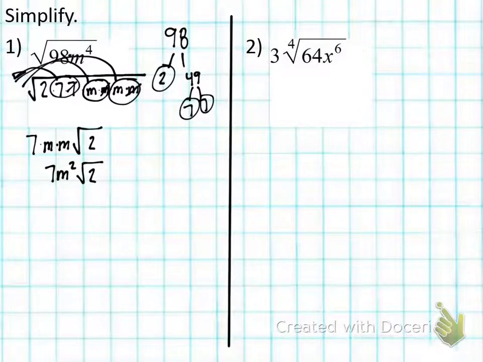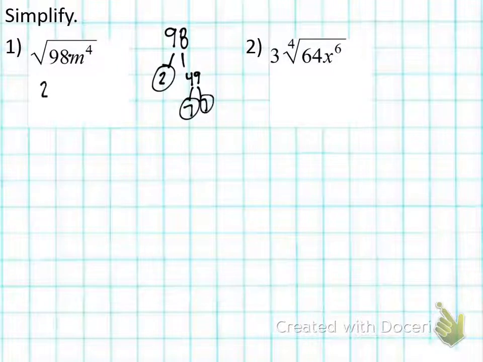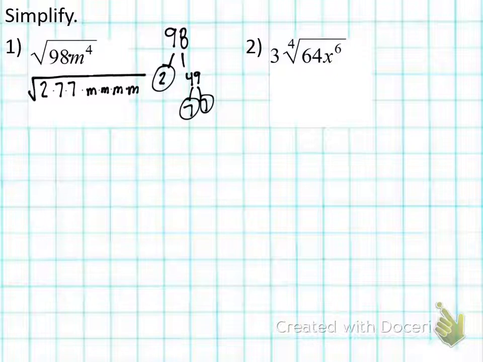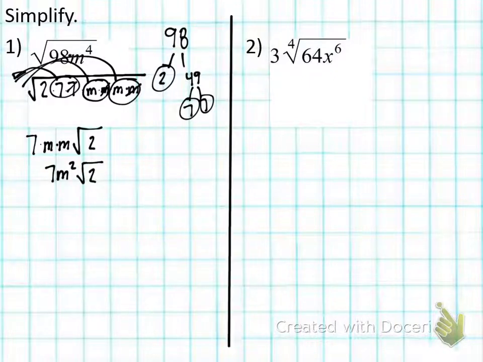So what did I just do here? The first thing I did was the following. Watch again. First thing I did is I factor out 98. I know 98 is 2 times 49, and I know that 2 is prime. 49 is 7 times 7, so those are both prime. So I rewrote the factored version of the radicand, okay? Then I paired up 7s, the m's, and the other set of m's, and then I rewrote it. So we still got 7 times m, square root of 2. Simplify, we got 7m squared rad 2. Okay, that's number 1.